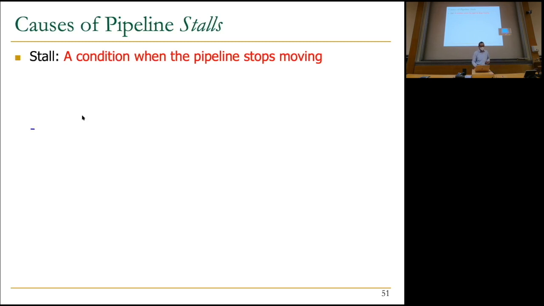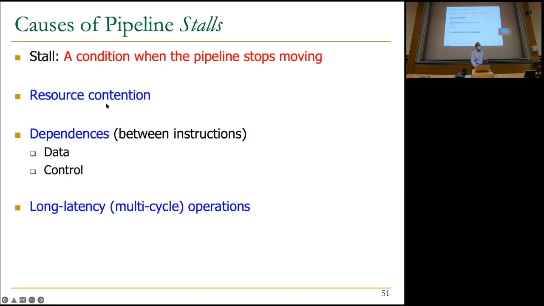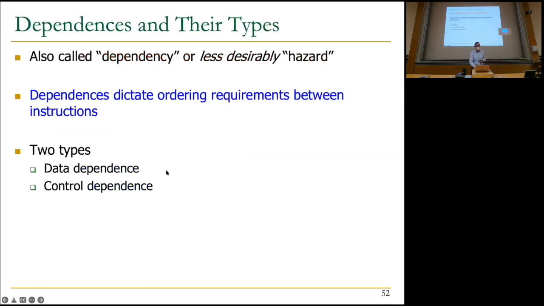So as I said, this is due to basically three major reasons: resource contention, and data and control dependencies between instructions. These are dictated by the program semantics. And long latency multi-cycle operations. Basically, the second part is dictated by the program semantics. You have to obey them. And the third one is because of the hardware design, usually. And you still need to make sure the pipeline works correctly and with high performance in the presence of these.